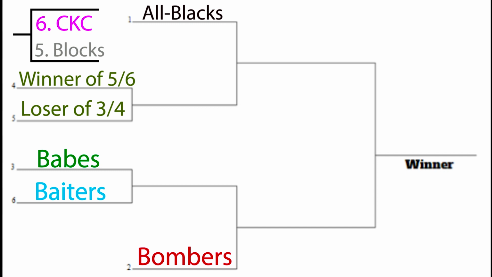Then you have your 5-seeded Blocks and your 6-seeded Cool Kids Club, where the loser is eliminated and the winner takes on the loser of the 3 and 4 seed game, and the winner of that game is the 4 seed. All the play-in games are single elimination. The semis are best of 3s, and the final is a best of 5.